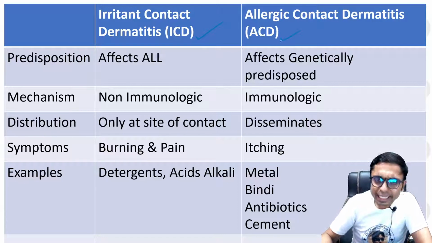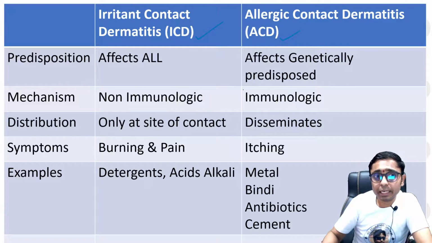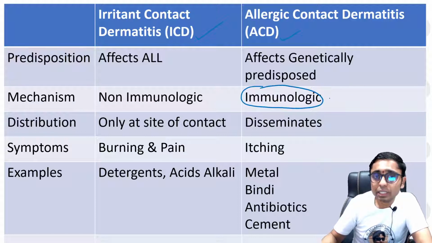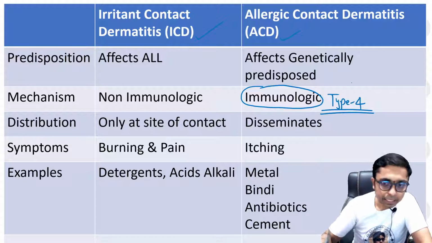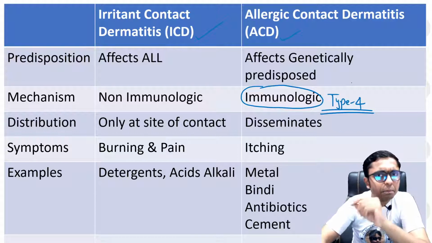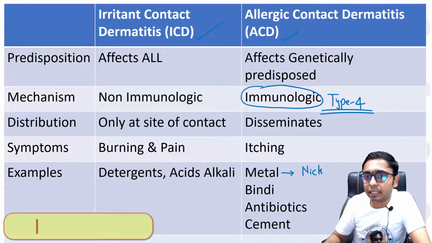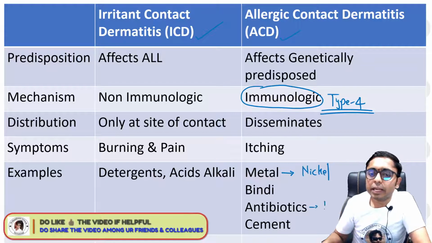We'll not go into the details of this, but yes, allergic contact dermatitis is dependent upon immunological mechanisms, and you must remember that it is due to type 4 hypersensitivity reaction. One example for ACD is airborne contact dermatitis, and there are various substances which can act as allergens. In the metals it is nickel, in the antibiotics you can remember neomycin, and in the cement it is potassium dichromate.